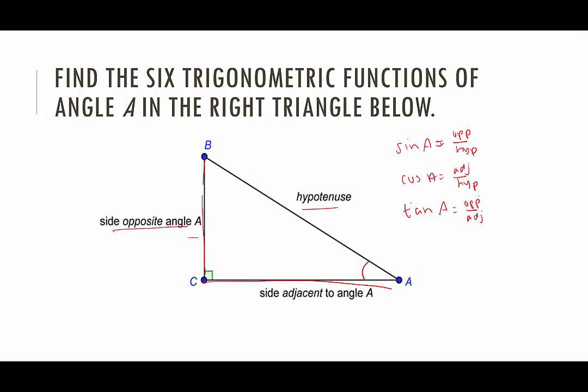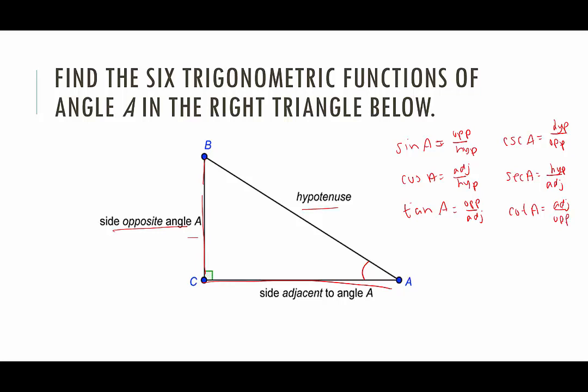There are 3 others. These are the reciprocal functions. The first reciprocal function is the reciprocal of sine, which is cosecant. So we have cosecant of A, which would be the hypotenuse over the opposite side. The reciprocal of cosine is secant. So secant of A will be the hypotenuse over the adjacent. And the reciprocal function of tangent is cotangent. And cotangent of A is the adjacent side over the opposite side.